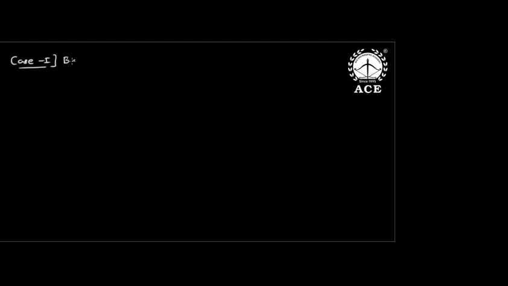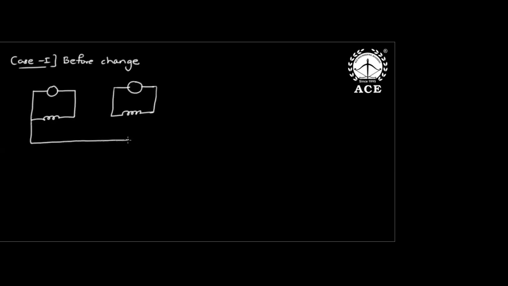Case one, before change. That means initially switches are at position A dash. Then what happened? This current source, now the switch is at A. This becomes one independent mesh, and this is another inductor, which is also an independent mesh. Now this is 3 amperes, 3 Henry, and 6 amperes, 6 Henry.